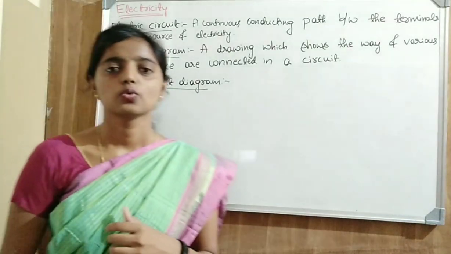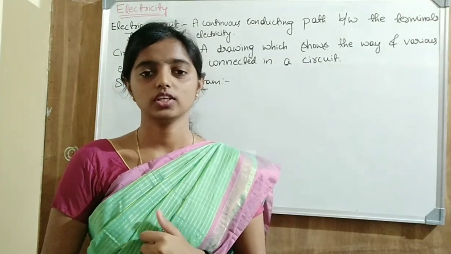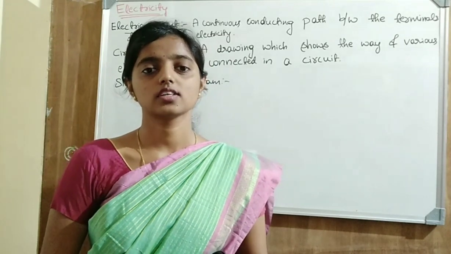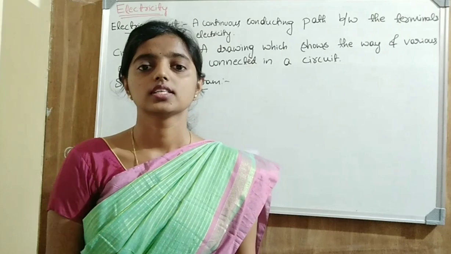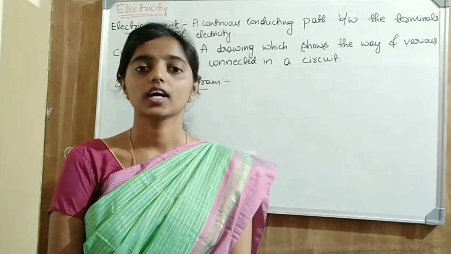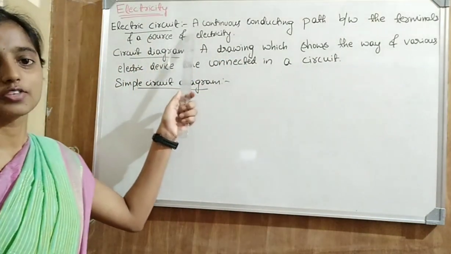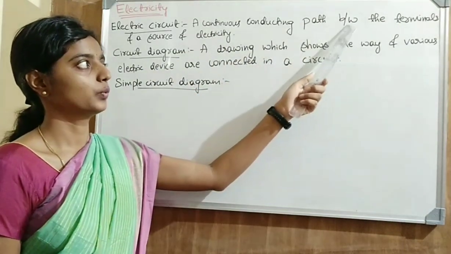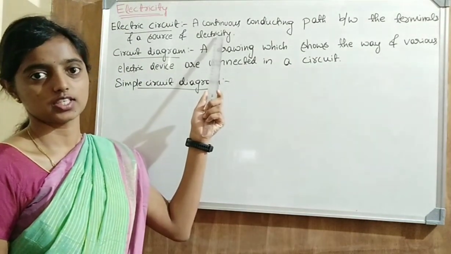In the last class, we studied what is electric current and potential difference. In today's class, we'll see what is electric circuit. Electric circuit is nothing but a path for the flow of electrons from current source. In other words, electric circuit is defined as a continuous conducting path between the terminals of source of electricity.